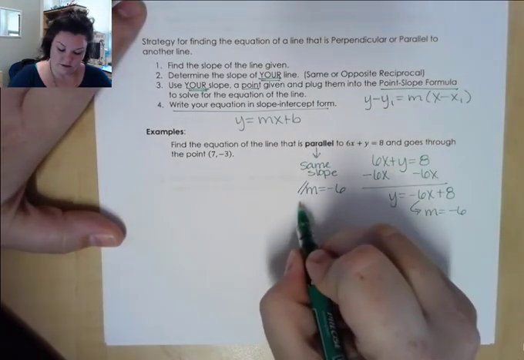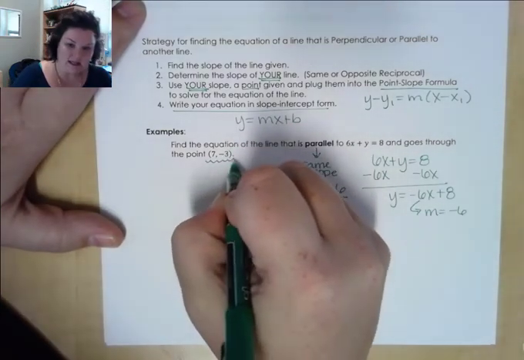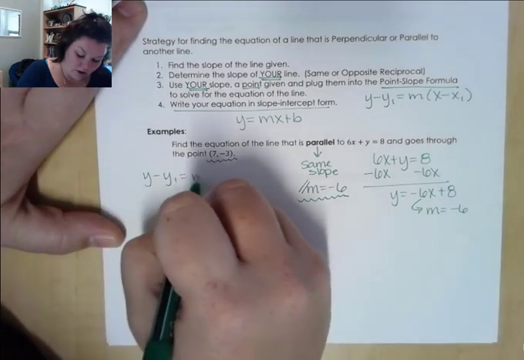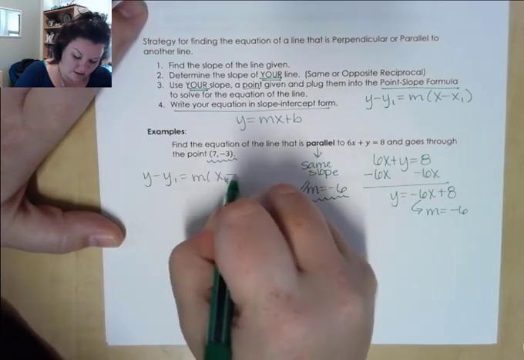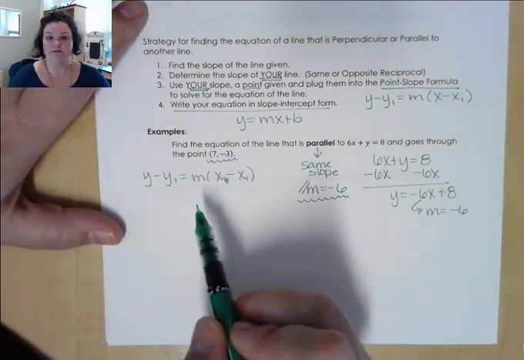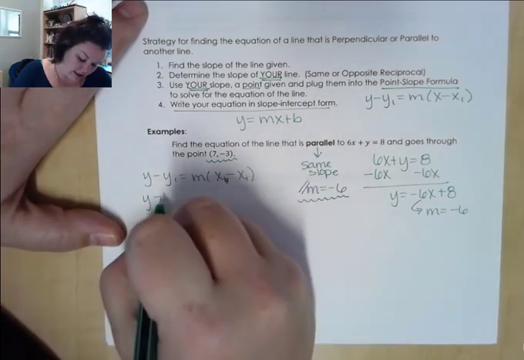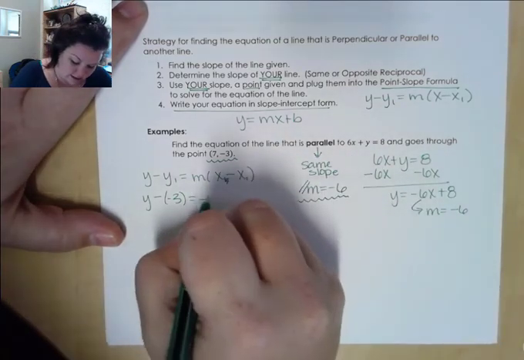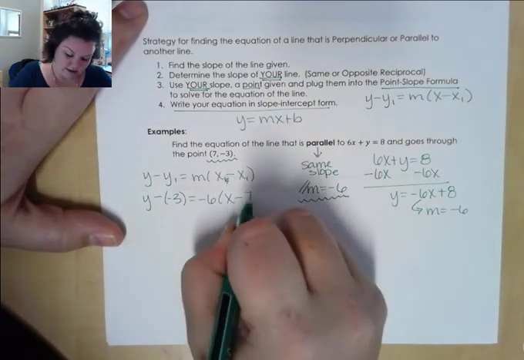So we're going to use the slope that we just determined for our line and the point that they provided us, and we're going to plug it into our point slope formula, which is y minus y1 is equal to m times x minus x1. This point they gave us is our x1, y1. So we have y minus the y from the point that they gave us, which is negative 3, is equal to our slope that we determined to be negative 6 times x minus the x from the point that they gave us, which is 7.